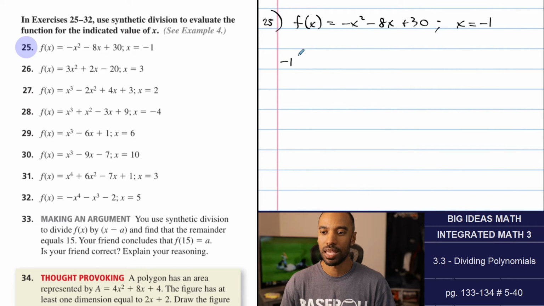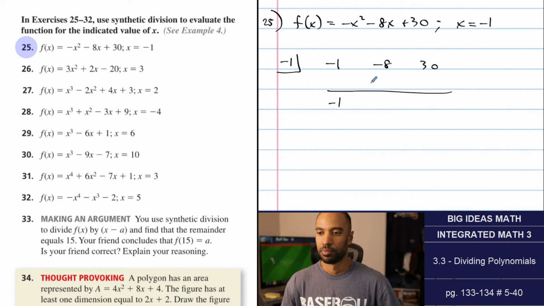So, negative 1 is indeed your root. It's not the opposite of this. This says x equals negative 1, not x plus 1 as a division. So negative 1 is your root. Negative 1, negative 8, 30. Bring it down. Multiply. Add them.